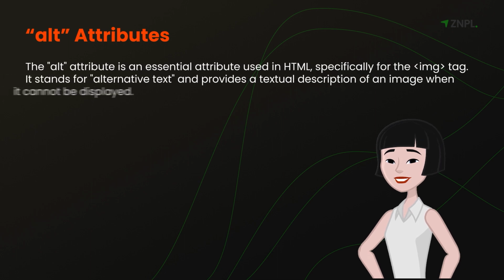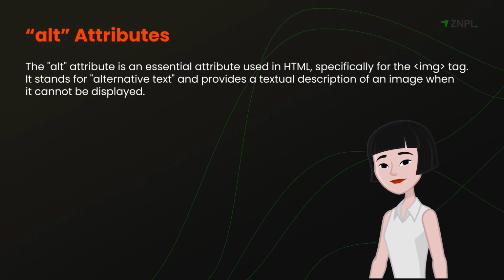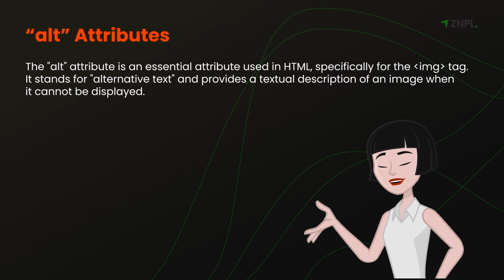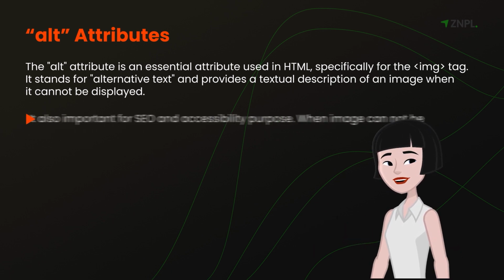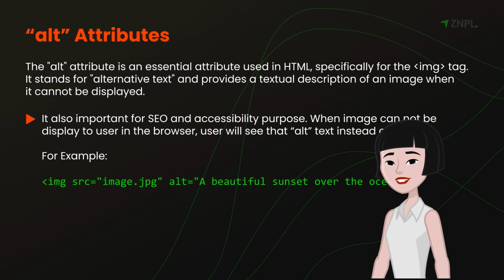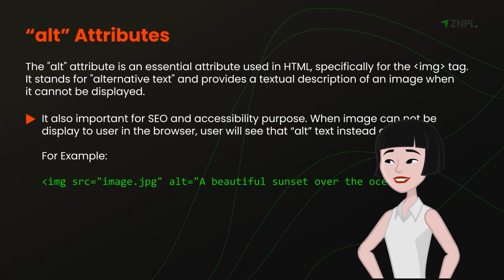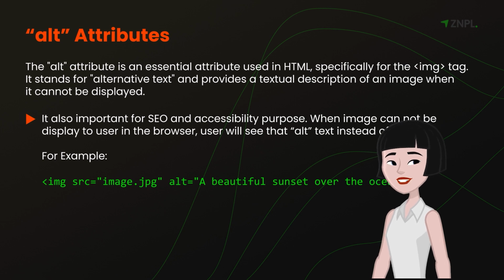The alt attribute is an essential attribute used in HTML, specifically for the image tag. It stands for alternative text and provides a textual description of an image when it cannot be displayed. It is also important for SEO and accessibility purposes.